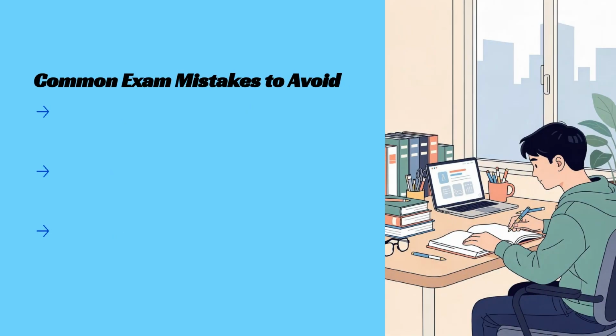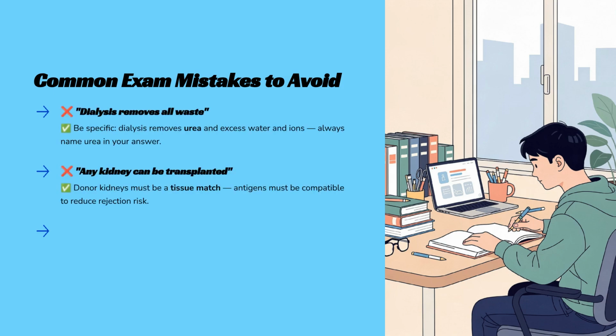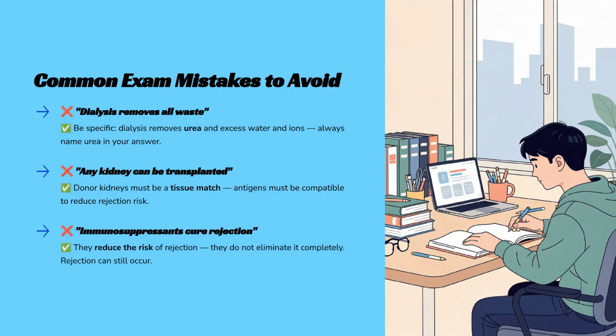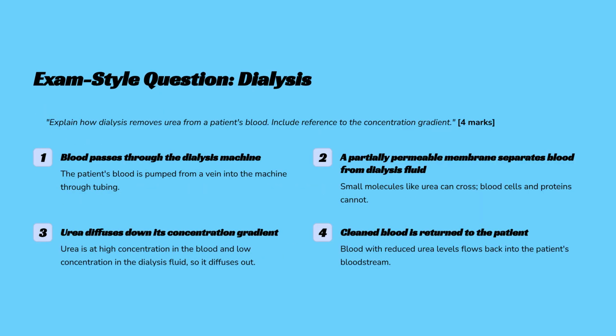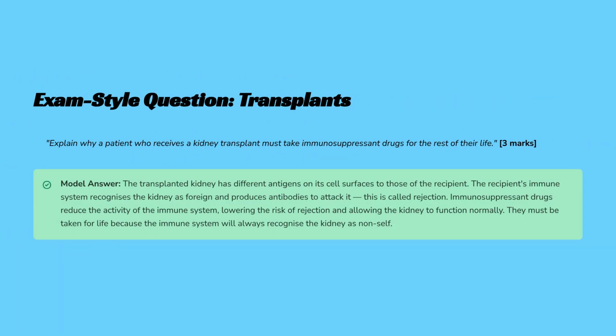Avoid common exam mistakes. Remember that dialysis removes urea, not all waste. Transplants require a tissue match, and immunosuppressants only reduce the risk of rejection. They don't cure it. To explain how dialysis removes urea, describe the 4 steps. Blood enters the machine, passes a partially permeable membrane, urea diffuses down the concentration gradient, and clean blood returns to the patient. For transplant questions, explain that the donor kidney is recognized as foreign due to different antigens.